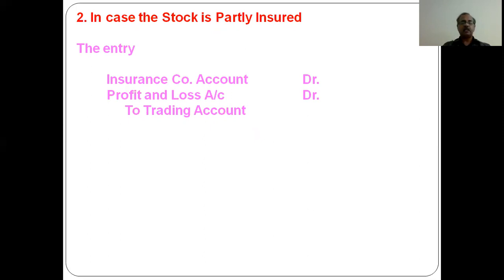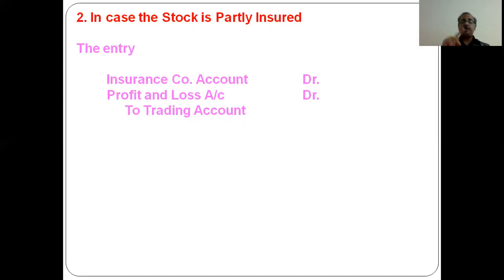Always remember, if it is partly insured, the insurance company will admit only a part of the claim. Don't think that the insurance company will admit our full claim of actual loss. They will admit only the amount proportionate to the insured value. For example, suppose we have goods worth 50 lakhs in store and we insured only 25 lakhs. That means 50% is insured. In case of an actual loss of 5 lakhs, you can expect an insurance claim of half of 5 lakhs only, that becomes 2.5 lakhs.